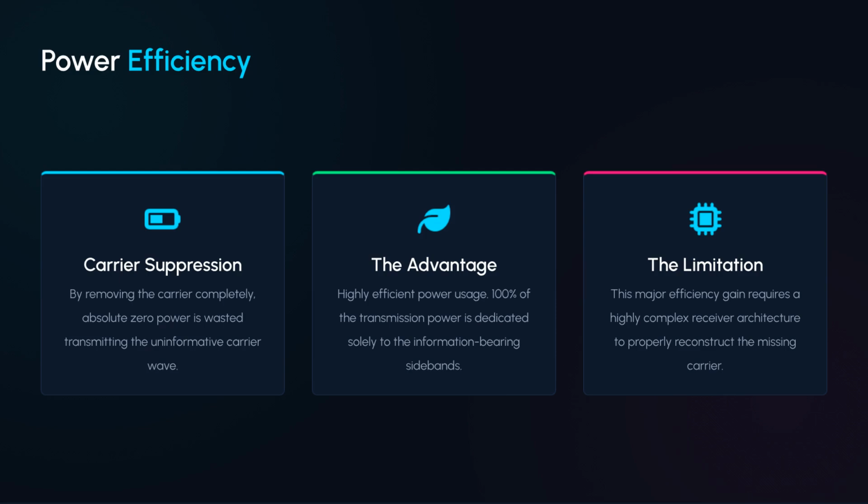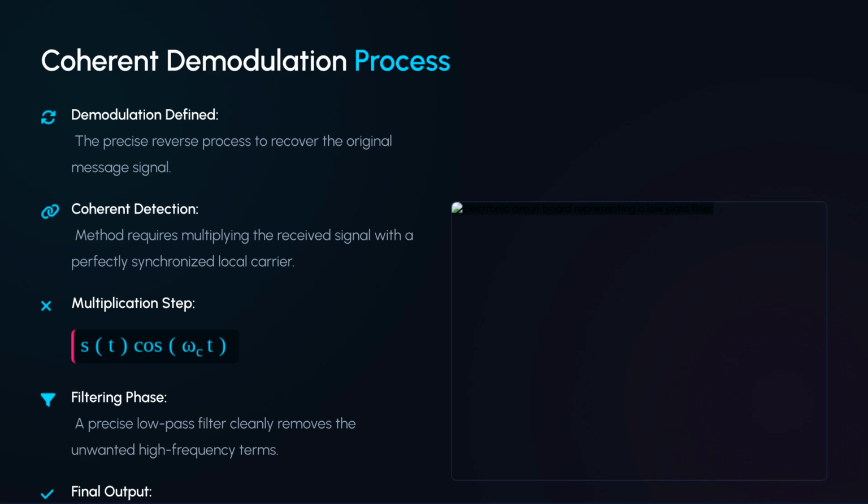Carrier suppression is the key advantage, yielding absolute power efficiency as 100% of the transmission power is dedicated to the information-bearing sidebands. However, a major limitation is that this efficiency requires a complex receiver architecture for coherent detection. Demodulation is the reverse process, which relies on coherent detection. This involves multiplying the received signal with a perfectly synchronized local carrier. A low-pass filter then removes the unwanted high-frequency terms, successfully recovering the original message signal.